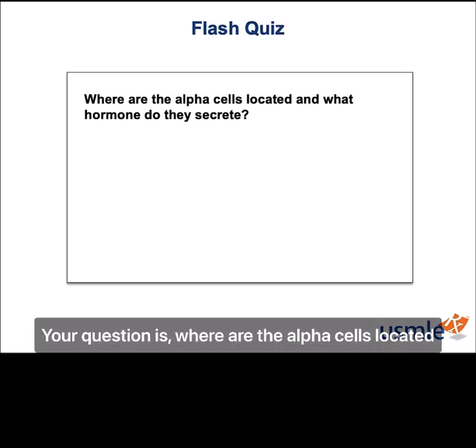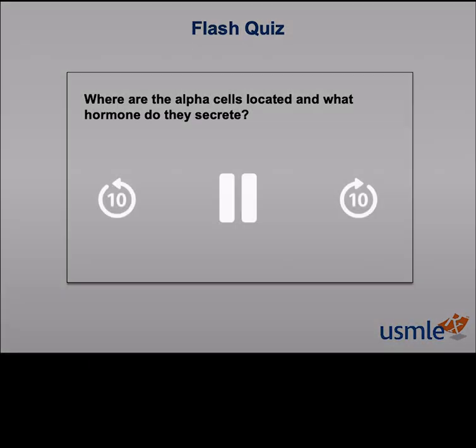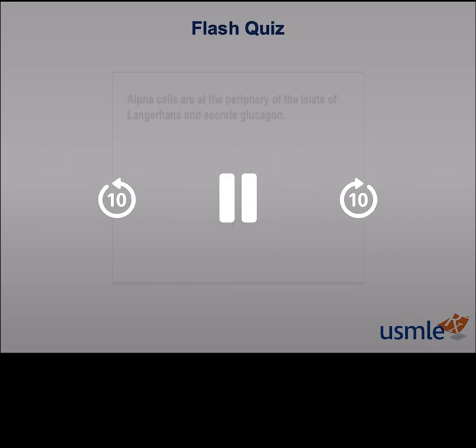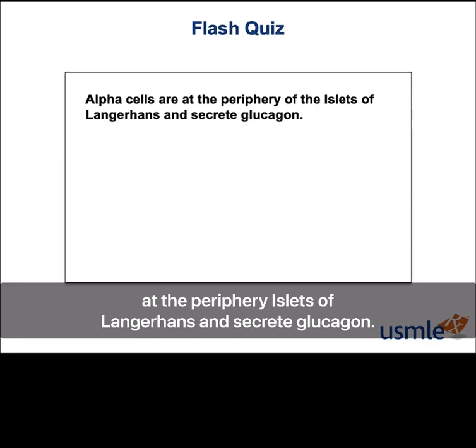Your question is, where are the alpha cells located, and what hormone do they secrete? And the answer is, alpha cells are at the periphery of the islets of Langerhans and secrete glucagon.